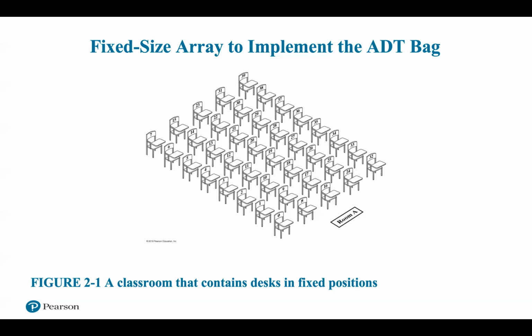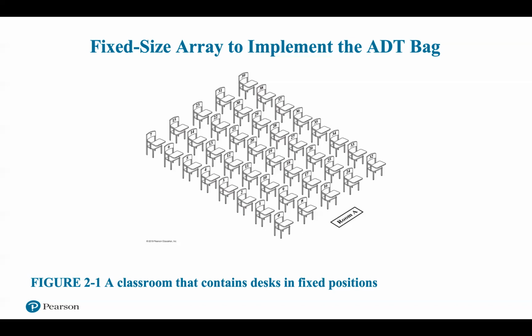So let's talk about an analogy, and the analogy is shown in the figure. So imagine a classroom, we could call it A, that contains 40 desks in fixed positions. And if a course is restricted to 30 students, 10 desks are idle and wasted. If we lift the enrollment restriction, we can accommodate only 10 more students, even if 20 more want to take the course. An array is like this classroom, and each desk is like one array location.